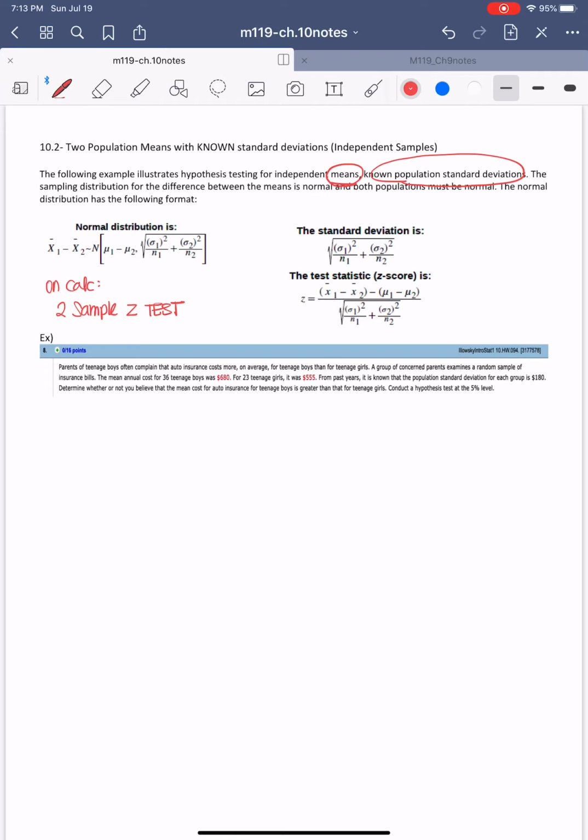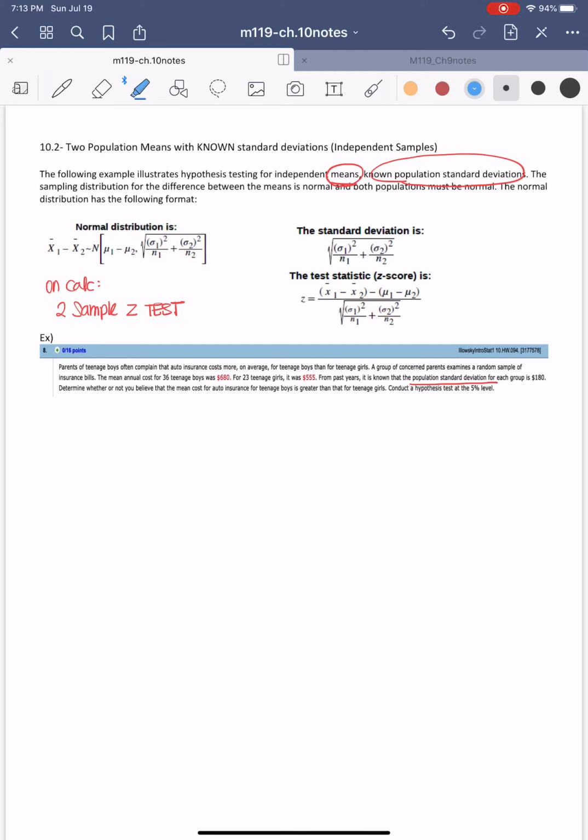Parents of teenage boys often complain that auto insurance costs more on average for teenage boys than teenage girls. A group of concerned parents examined a random sample of insurance bills. The mean annual cost for 36 teenage boys was $680. For 23 teenage girls, it was $555. From the past year, it was known that the population standard deviation for each group is 180. Determine whether or not you believe that the mean cost for auto insurance for teenage boys is greater than teenage girls. Conduct the hypothesis test at the 5% level.